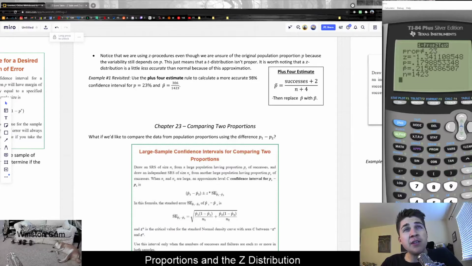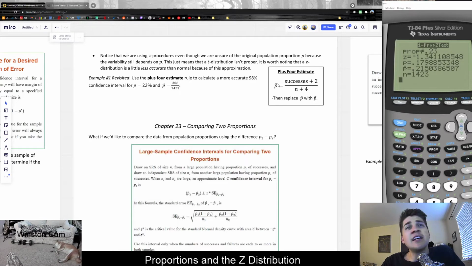Now, I mentioned a couple videos ago that while we're using the procedures to calculate intervals and significance tests for our sample proportions, it's not perfectly accurate. And there is actually an interesting solution to make answers a little bit more accurate, which is sometimes called the +4 estimate rule. Basically, you're introducing a little bit of uncertainty to the formula, which actually makes your results a little bit more accurate. So let's look at the formula for what a +4 estimate says.